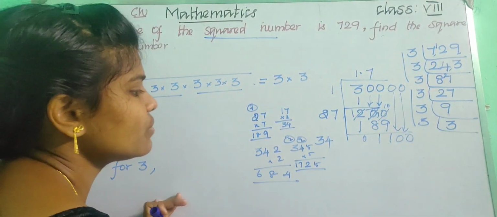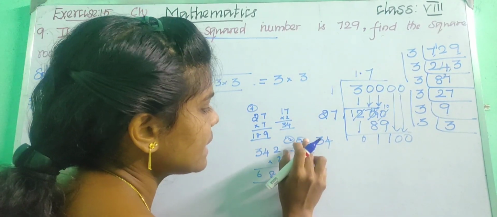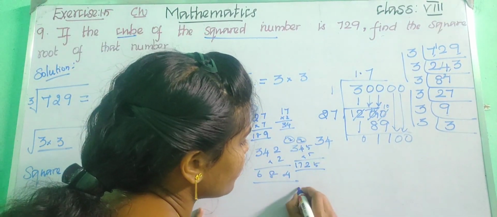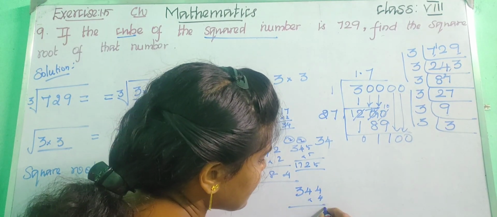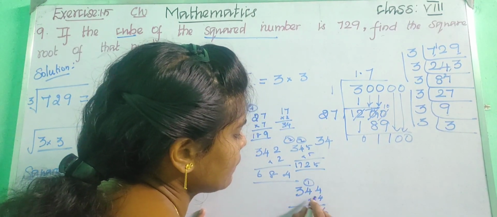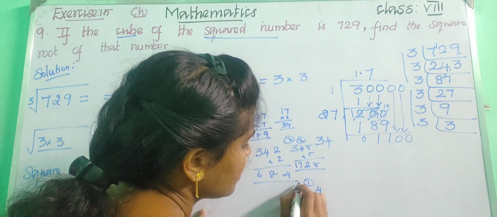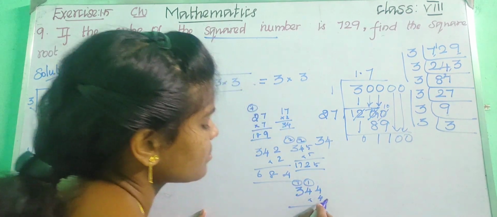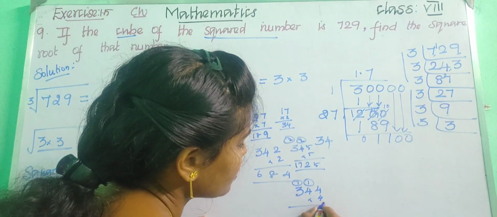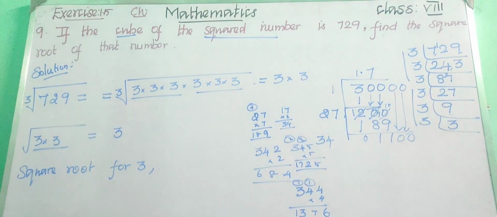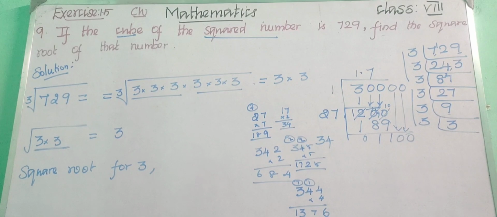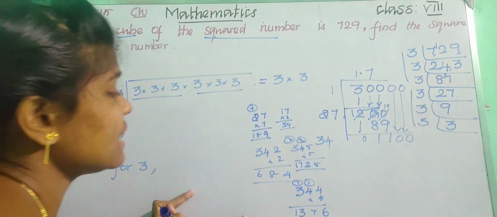So let us check with 3. Let us check with 4 and 4. So 3, 4, 4. 4 4s are 16. 1 as the carry. 4 4s are 16, 17. So again 1 as the carry. 3 4s are 12. 12 plus 1, 13. So now we got 1376.